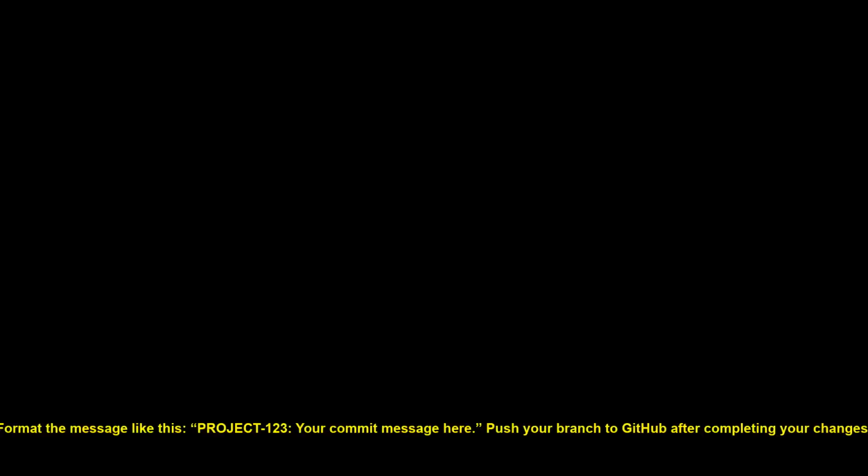Next, open your GitHub repository. Create a new branch for your development work. When committing changes, include the Jira issue key in the commit message. Format the message like this: Project 123, your commit message here. Push your branch to GitHub after completing your changes.